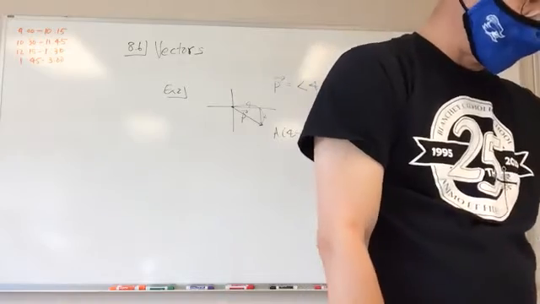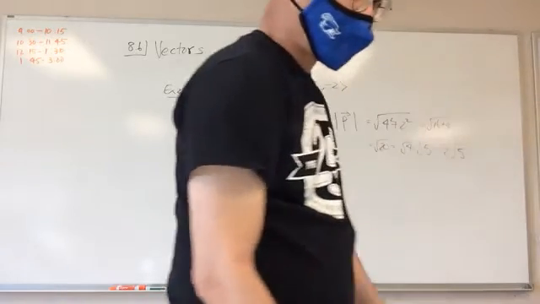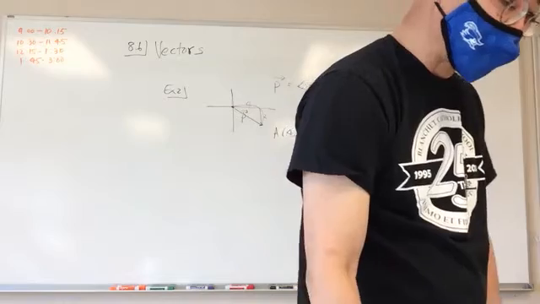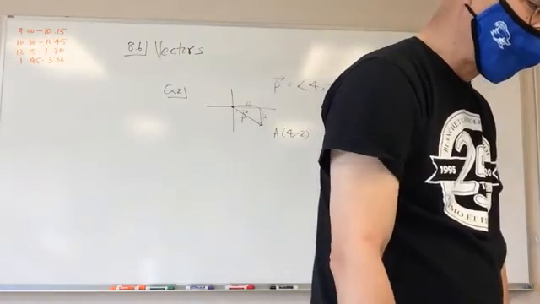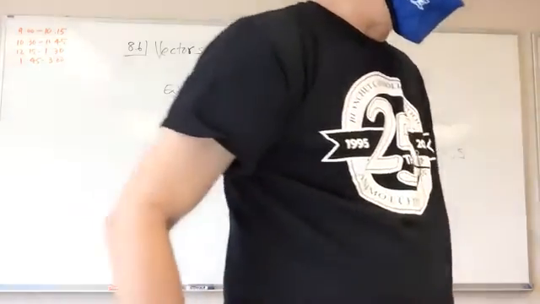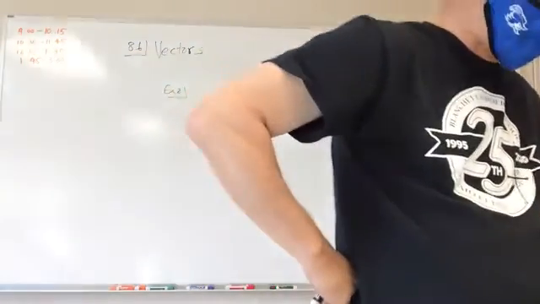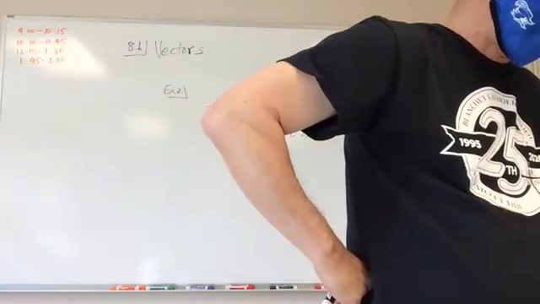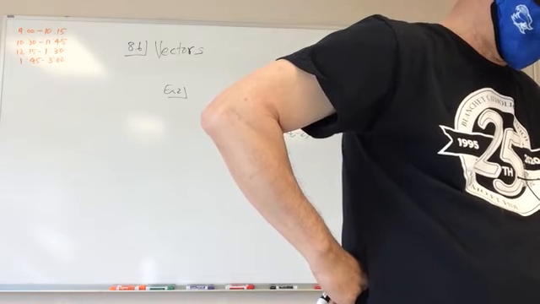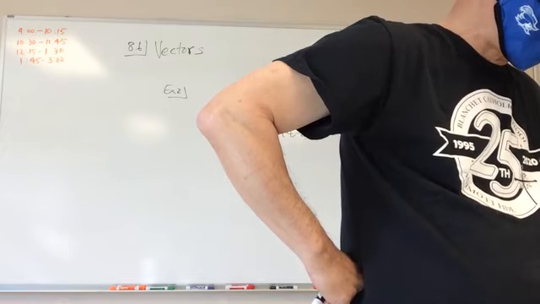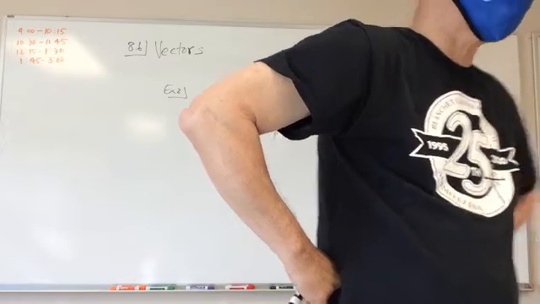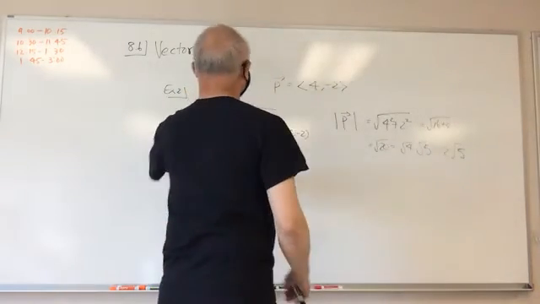Example number 3. Finding the direction of a vector. Okay. In the middle there, there's a little blurb that says the direction of a vector is the angle that it makes with a horizontal line. Okay, the angle that is measured counterclockwise from the positive x-axis.